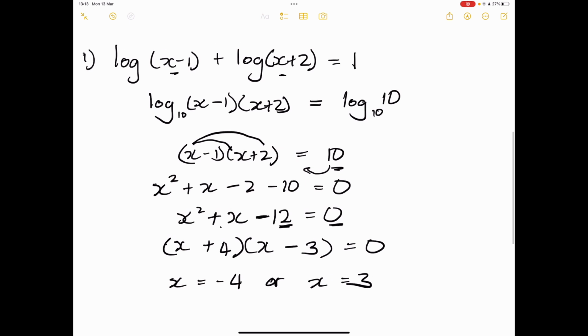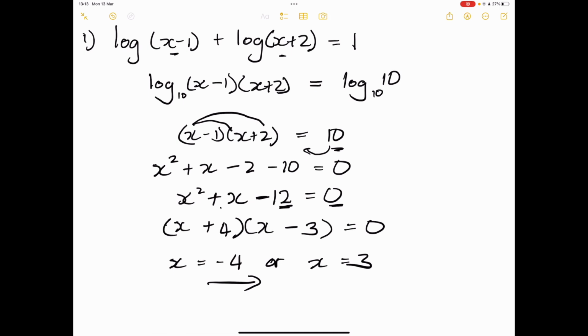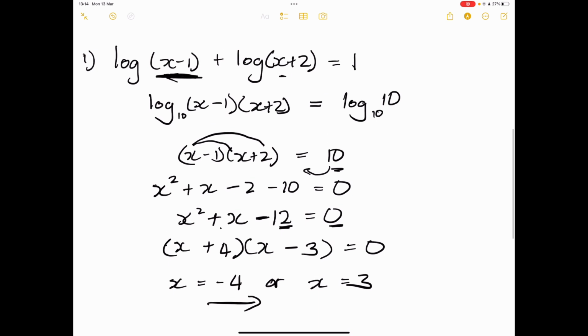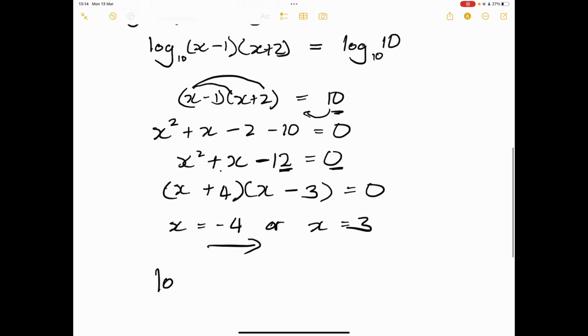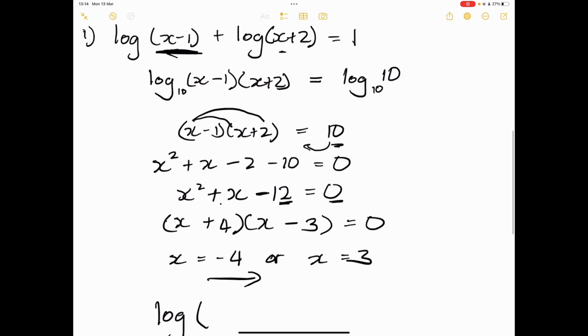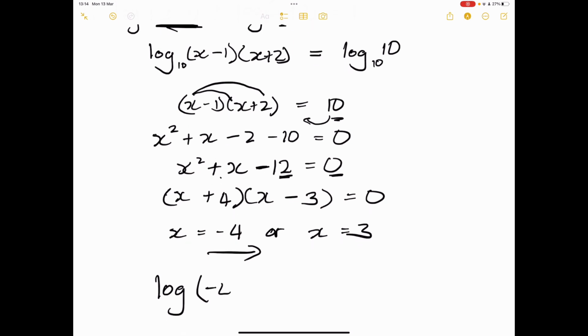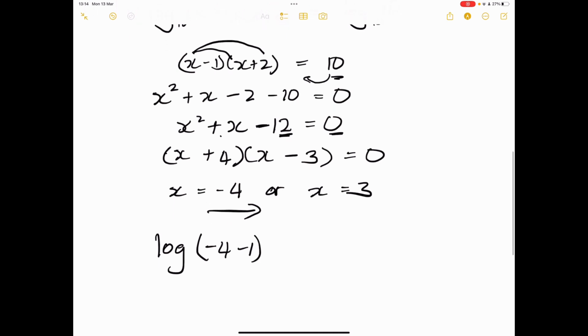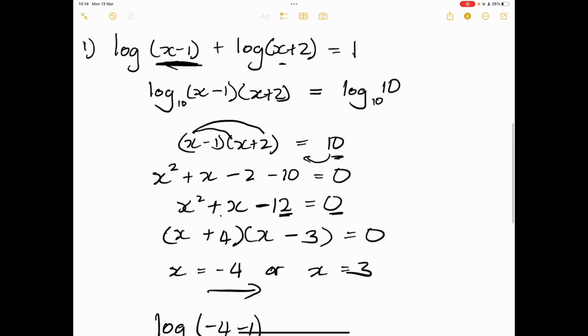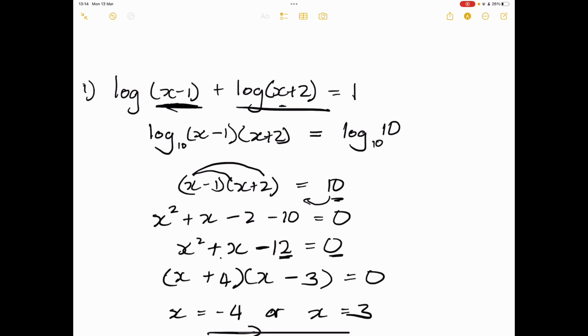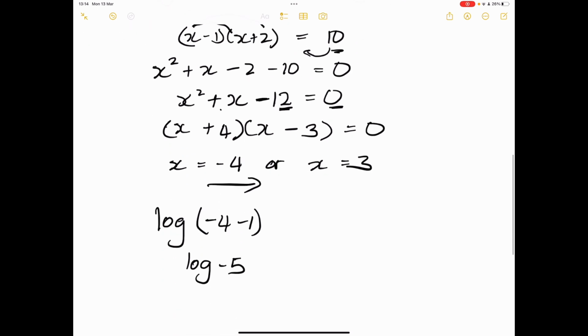Now let's go back. If I substitute minus 4 into that original equation, I end up with log of x minus 1, so that becomes negative 4 minus 1. Already, do you see what this does? It makes this the log of negative 5. So without even checking the other factor, I already know this would be illegal. So what does that mean about this solution x equals negative 4? It means this is not applicable. So this is not a solution.